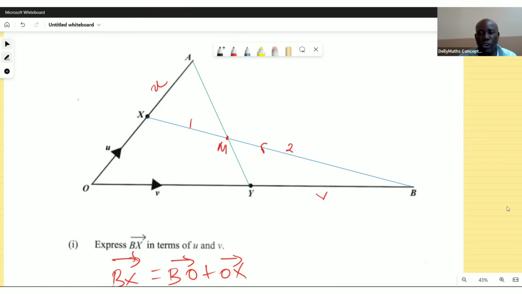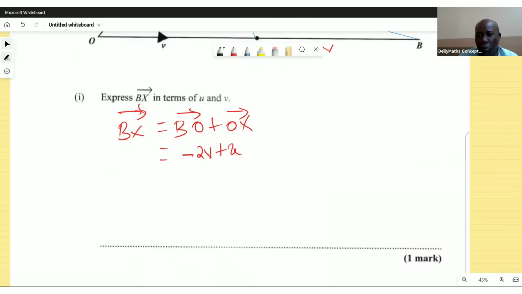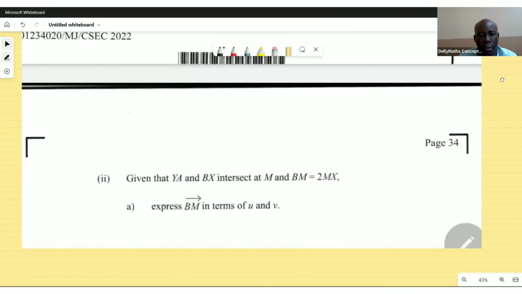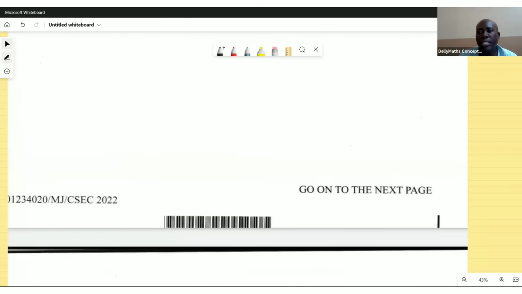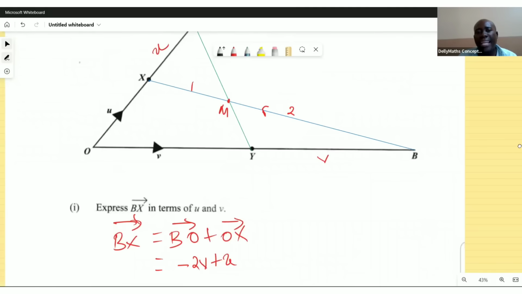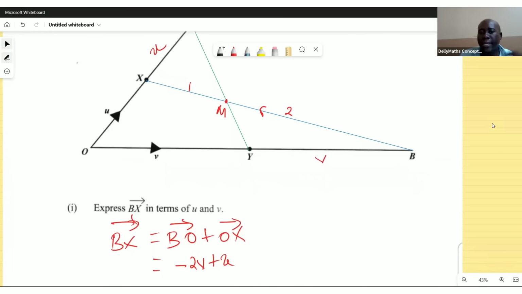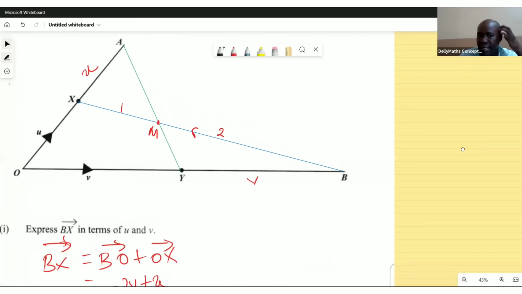All right. So now let's see what they want, really. Let's go back for the question. We want to express BM in terms of U and V. So I want BM, but in order for me to find BM, I need to find BX and then take 2/3 of it. All right. So let's find BX. Now, I could work out BX right here, guys. BX is needed to find BM. So BX is to move from B to O plus from O to X.